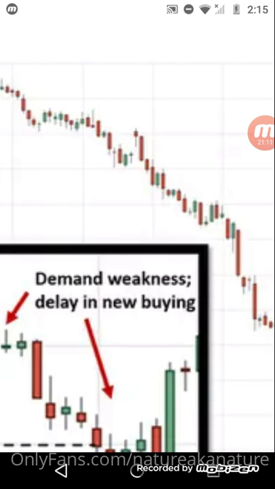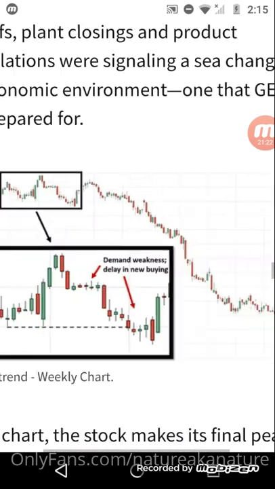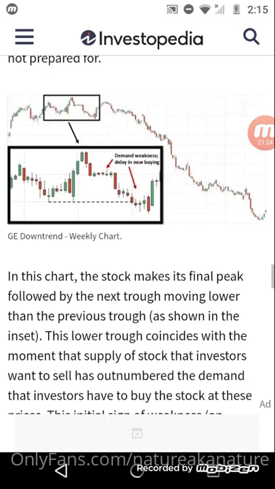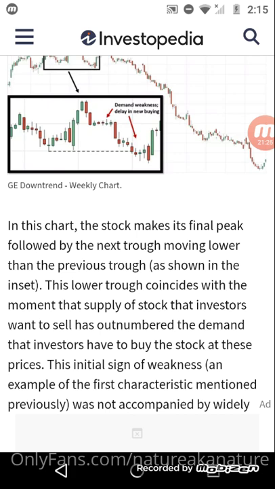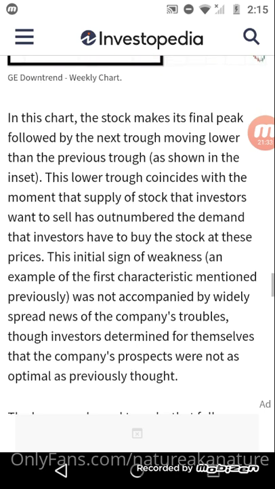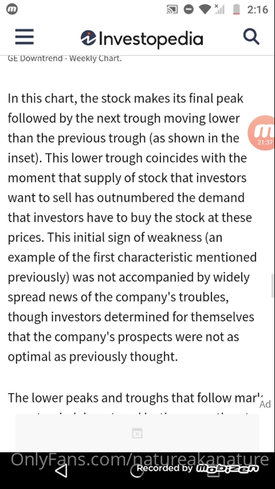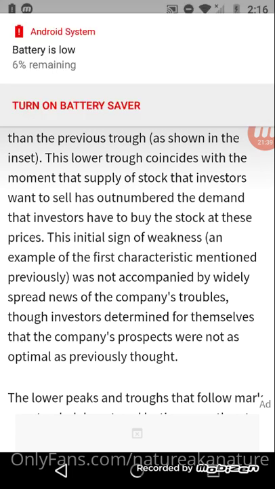So we do trade downtrends too. I want y'all to get familiar with that. I'm giving y'all all this, so I want you to just get familiar with that too, because we do trade downtrends too. In this chart, the stock market made the next trough moving lower than the previous trough. Made a trough, boom, then the next trough was lower than the previous one, and it made another trough, and that trough was lower than the previous one.